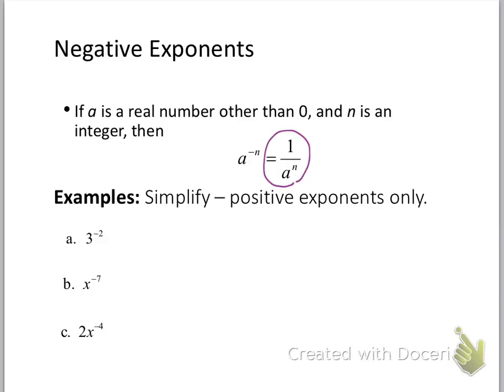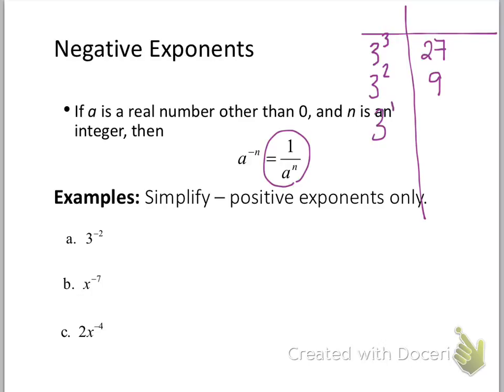Now, why does this work? What I'd like you to do is to think about some exponents. So if I have 3 to the third power, that's 3 times 3 times 3, which is 27. If I have 3 to the second power, that's 3 times 3, which is 9. If I have 3 to the first power, that's 3. If I have 3 to the 0 power, that's 1.